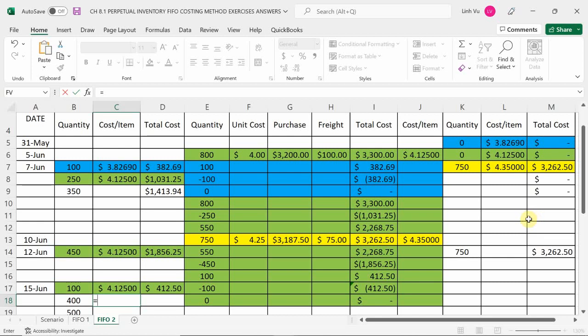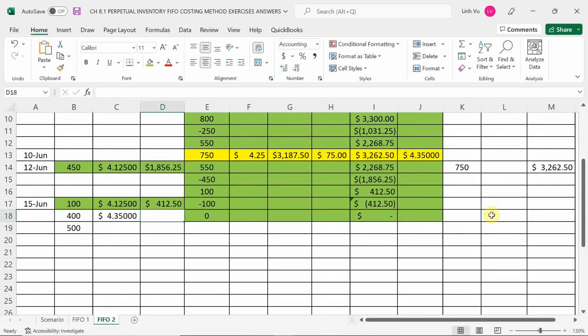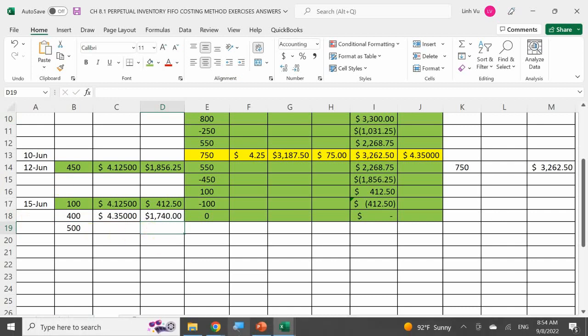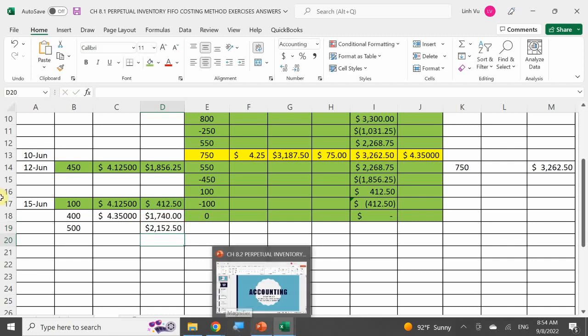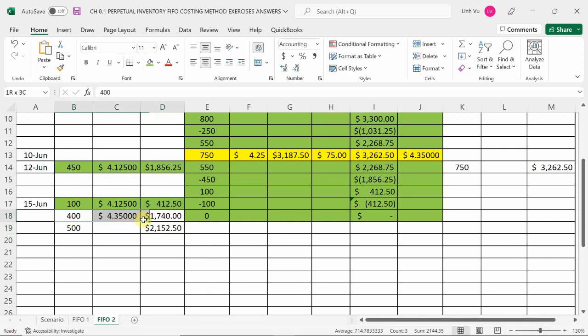And right now, my cost per item is currently for my yellow batch of inventory. How much is it going to cost me per item? 1740. Okay, hold on. You calculated it. So it's at $4.35 to give you a grand total of 1740. Good. So in this case, grand total for selling all 500 units will give you a total of $2,152.50.